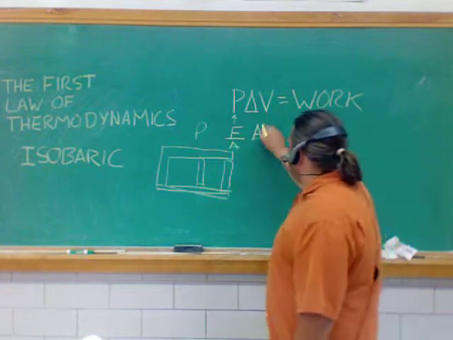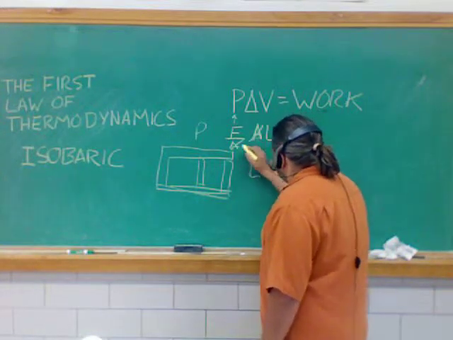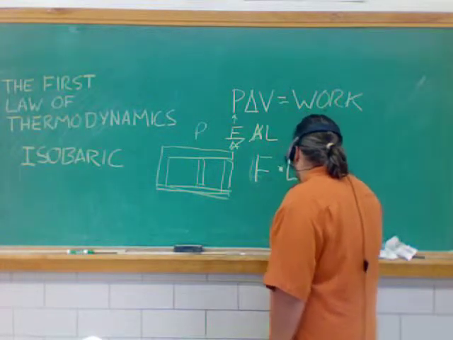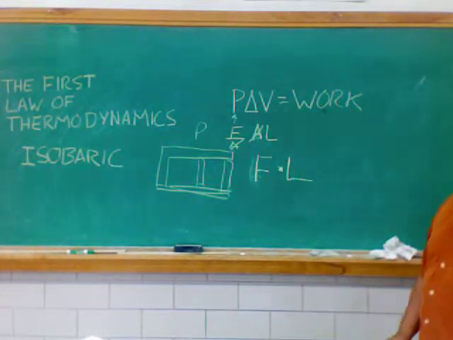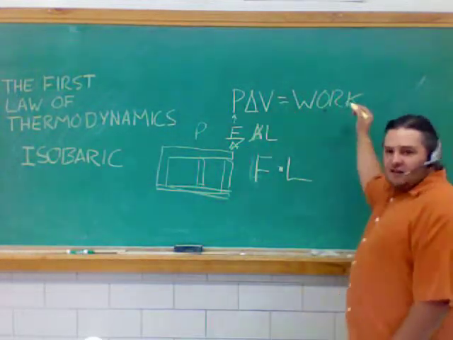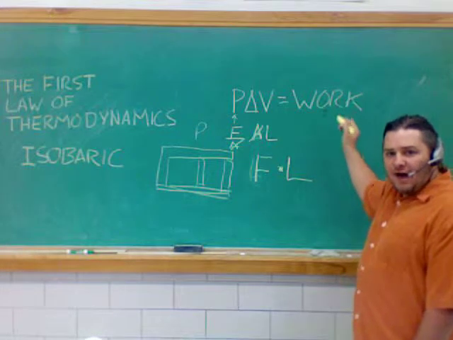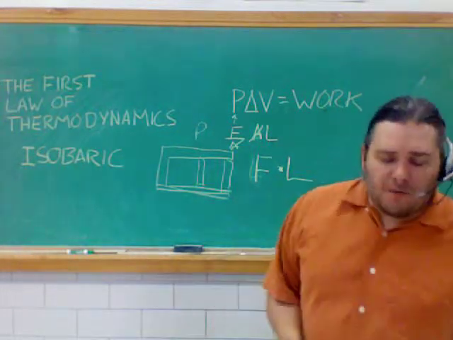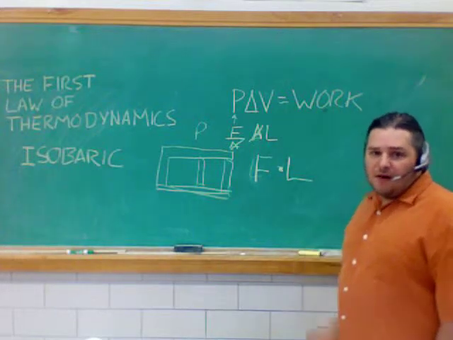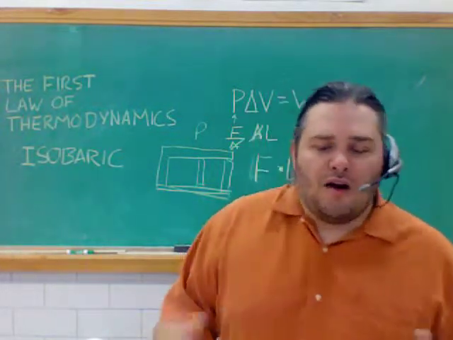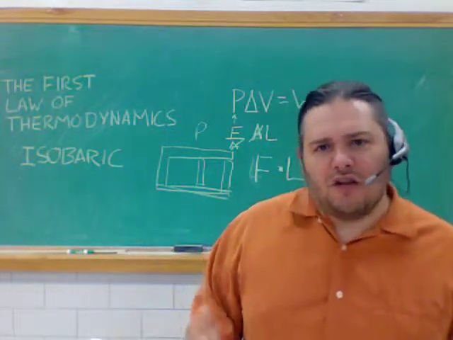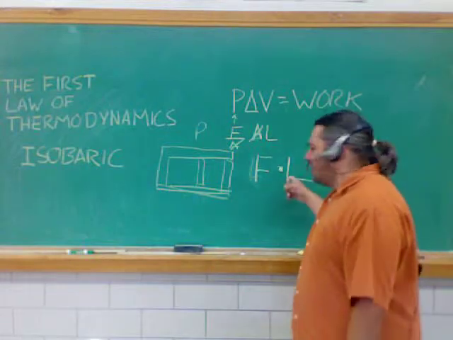Okay? If these drop off, I'm getting force times a length, which is the definition of work. So pressure times this change in volume means that work is either being done on or by the system. So when you're talking about isobaric systems, this is how you're going to calculate your work. Okay? Because you're not really going to get a change, and you're not going to have work unless the volume changes. Remember that you have to have a change here.